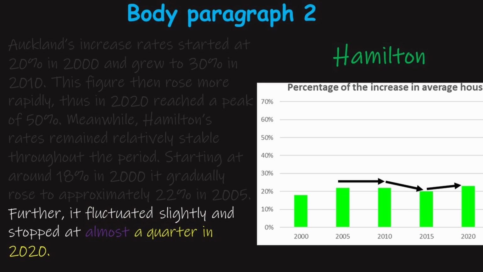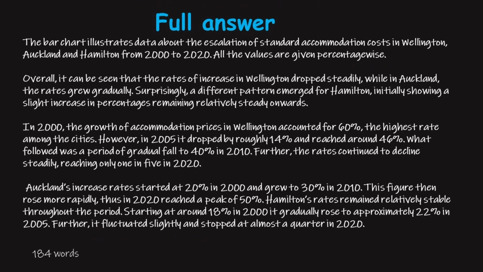At almost a quarter in 2020, the word almost is used to show that it's not clear that there was a 25% decrease. It's not written on the graph. However, it can be assumed. A quarter is just 25% expressed by words. At this moment, the full answer could be read from the introduction to the body paragraph 2.